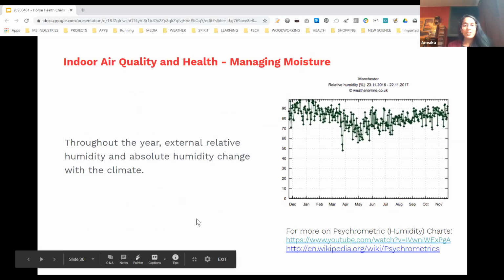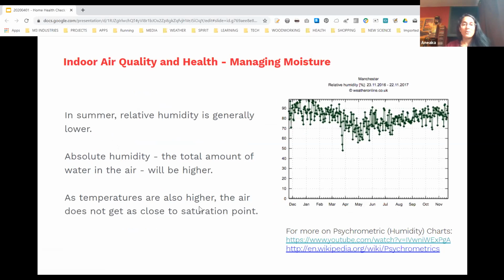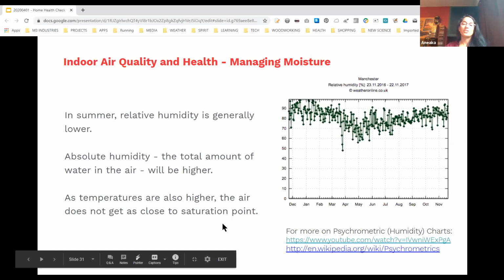So the other thing to think about is the fact that throughout the year, the relative humidity outside and the absolute humidity outside will change depending on the season. In the summer, relative humidity is generally lower, but the actual amount of water in the air is quite high, and the temperatures are also higher. So the air doesn't actually get to saturation point.